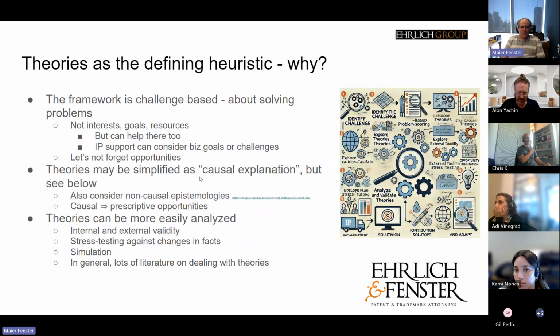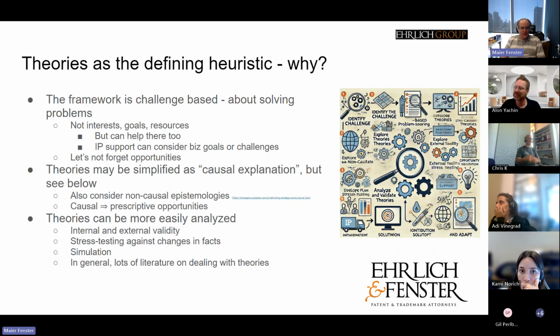Why do we use theories as a defining heuristic for making sense of strategy? A lot of the literature on strategy talks about your interests, your goals, your resources. And this theory starts out by talking about a challenge. It's saying, in the end, there's some sort of challenge, there's some sort of problem we want to solve. Let's analyze a strategy from that perspective. What are the problems we're trying to solve? Of course, you can definitely use IP and you can consider goals and so on, but we're not talking about that now.